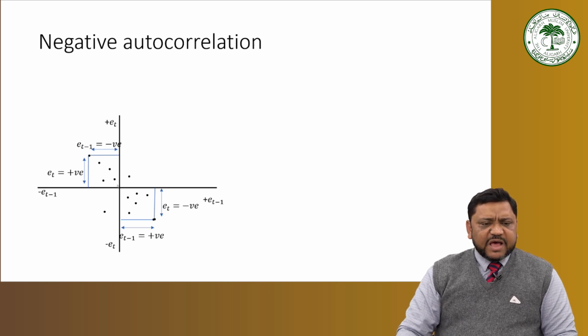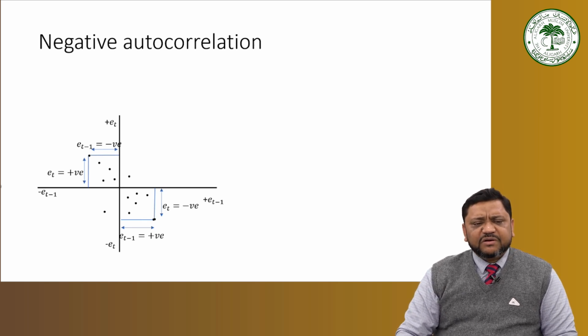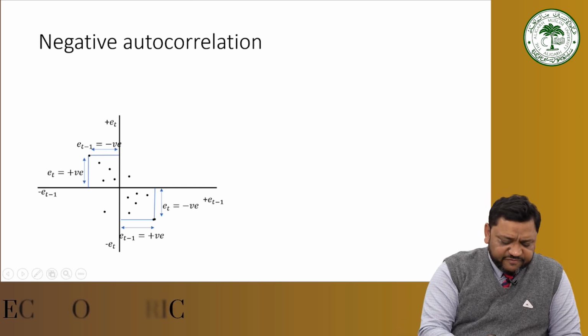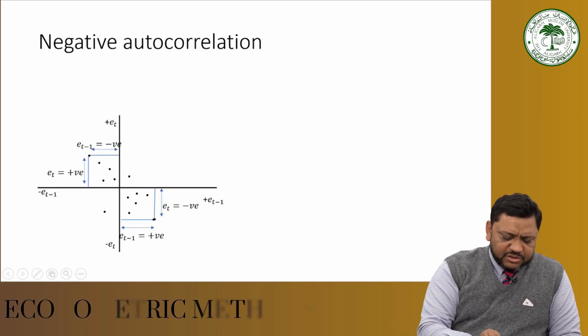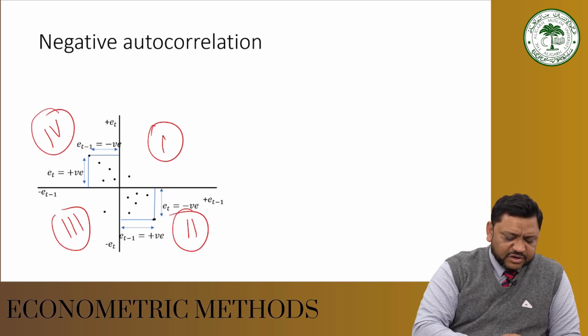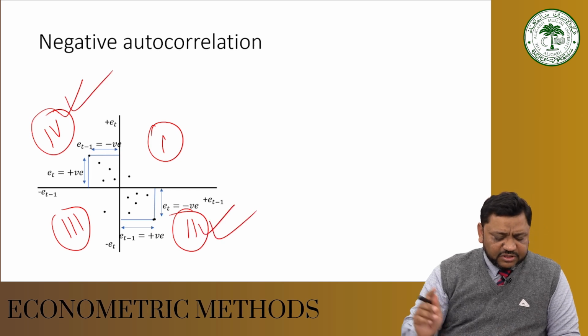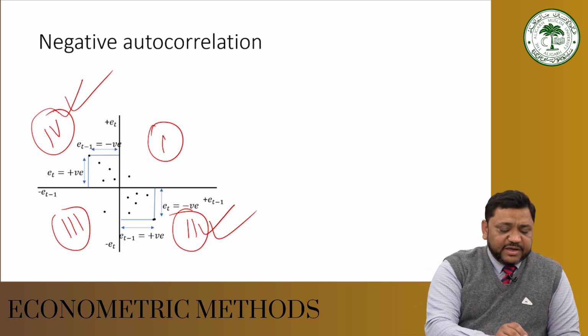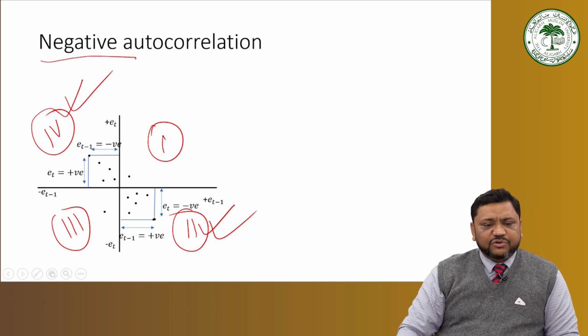So the e(t) axis is extended to the negative domain, and e(t-1) is also extended to the negative domain. Now, upon plotting the error terms, this is the first quadrant, second quadrant, third quadrant and fourth quadrant. If we find that the error terms are falling in the second and fourth quadrants, this can be said to be a case of negative autocorrelation.